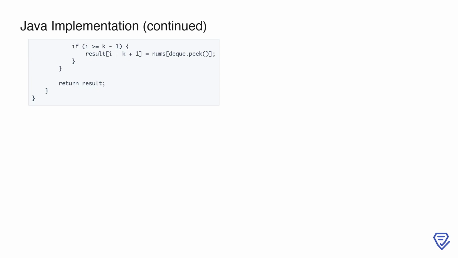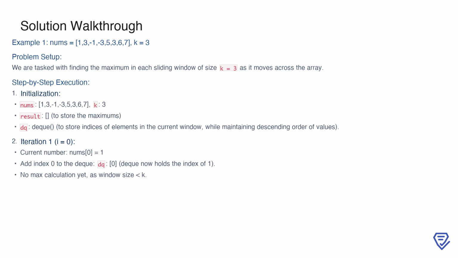This implementation is efficient, operating in O(n) time, as each element is added to and removed from the deque at most once. In this example, we are given an array nums with values 1, 3, -1, -3, 5, 3, 6, 7, and a window size k of 3. Our goal is to find the maximum value in each sliding window as it moves across the array. To begin, we initialize 3 components: an empty result list to store the maximum values, a deque to manage the indices of elements in the current window, and the given array and window size.